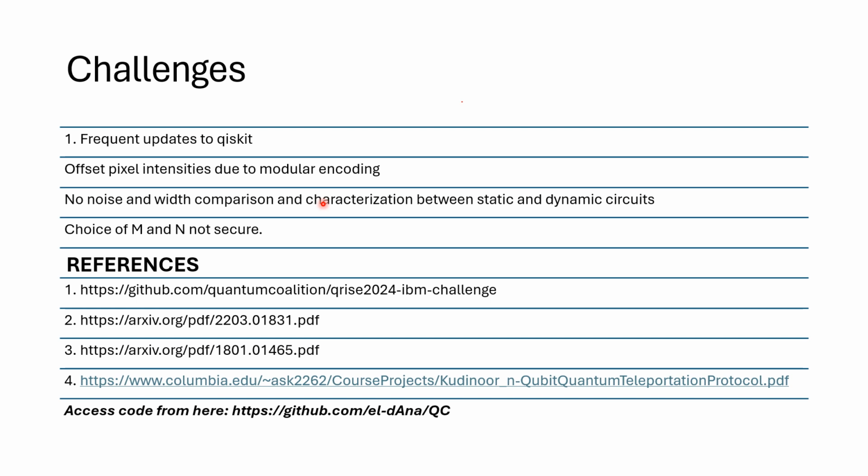And then the choice of M and N for the encoding, we used modular arithmetic, and so we used some bases, and we chose 300 for M and N, which is not really secure, because using brute force, someone could come up with those values and then decode your image that you wanted to send. And that's also a challenge.